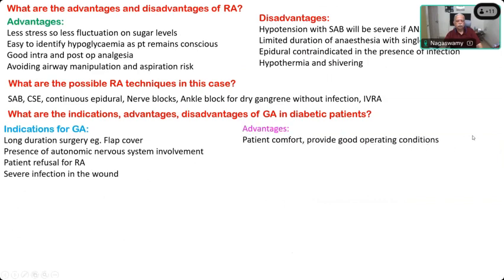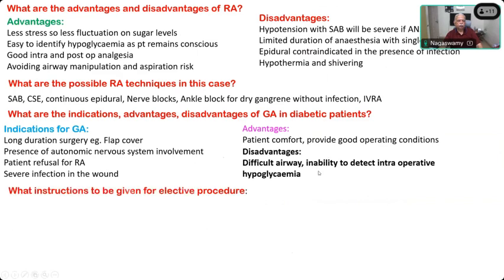Advantage: patient comfort, provides good operating condition. Disadvantages are difficult airway, especially found out by neck extension inability, or inability to detect intraoperative hypoglycemia. These are important, so we have to keep monitoring the CBG often when we do it under GA to check for any hypoglycemia.